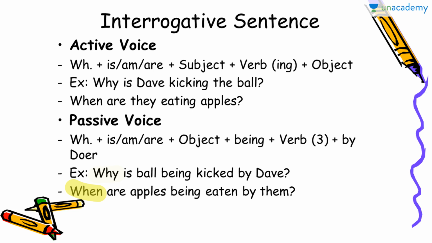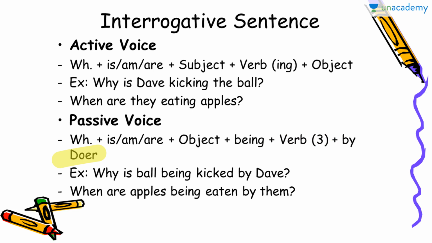So here we see that why is Dave kicking the ball? When are they eating apples? So is used according to Dave. Are is used according to they. And then ing form of verb followed by the object. In passive voice, sentence will start with WH followed by is, am or are according to the object which was there in active voice, then being, then verb third form which is past participle form followed by by and doer's name.